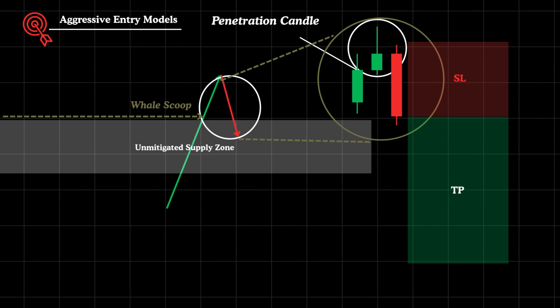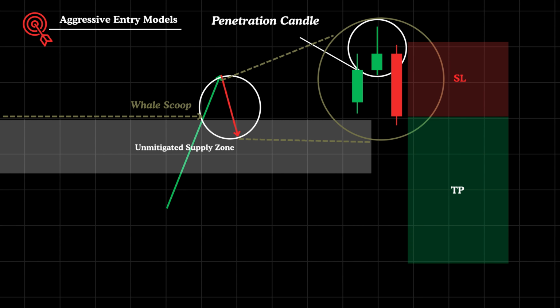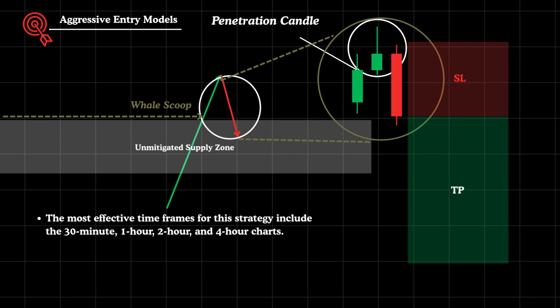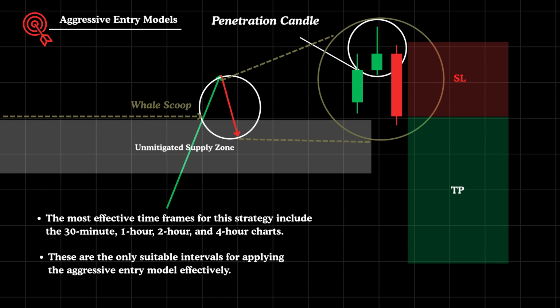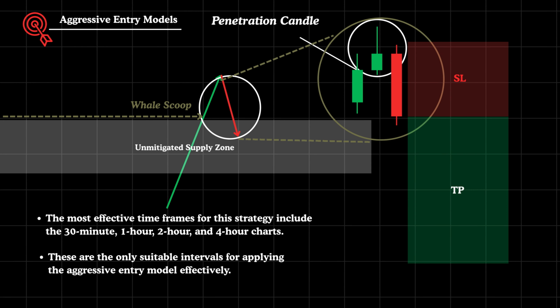Since this entry method works off higher time frames, trades are generally not held for long durations. The most effective time frames for this strategy include the 30-minute, 1-hour, 2-hour, and 4-hour charts. These are the only suitable intervals for applying the aggressive entry model effectively. Now, let's examine an advanced whale scoop formation that makes use of this aggressive entry approach.